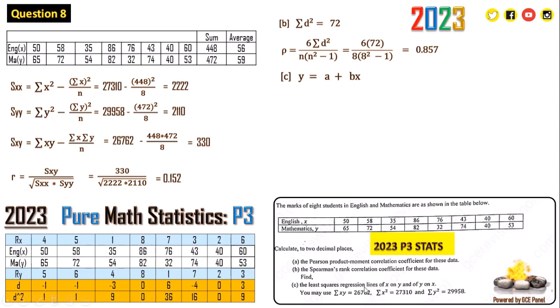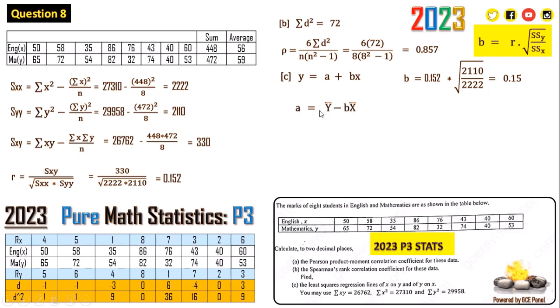Now they want us to find the least squares regression lines of x on y and y on x. So here we need the value of b. The equation is modeled by y equals a plus bx, where b is equal to the product moment correlation coefficient times the square root of sxy on sxx. So here our b will be equal to 0.152 into 2110, all that on 2222. That gives us 0.15.